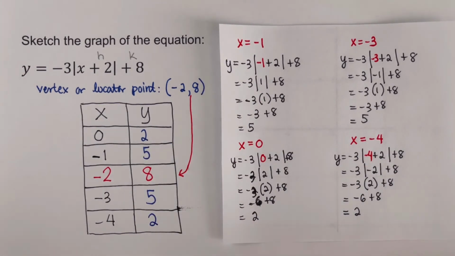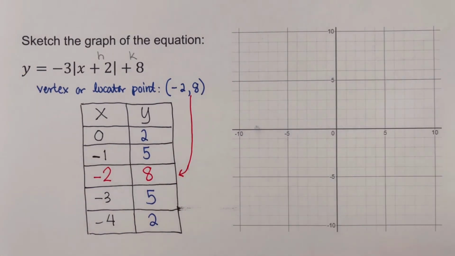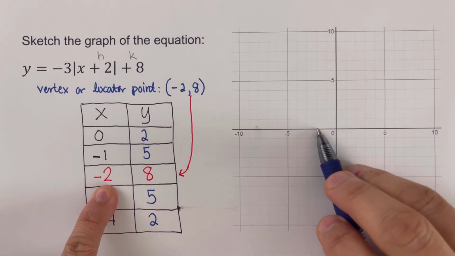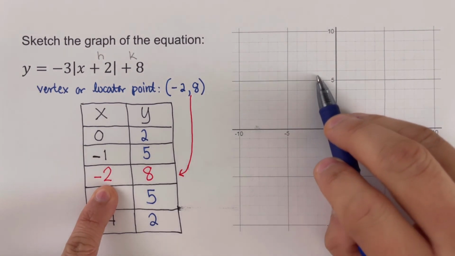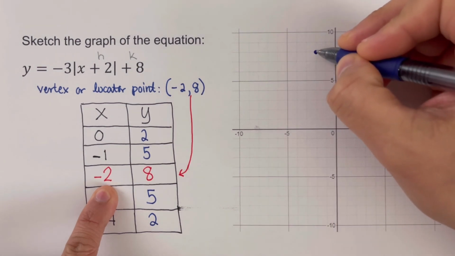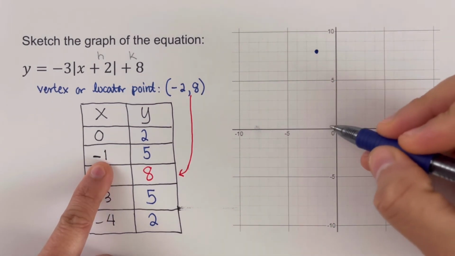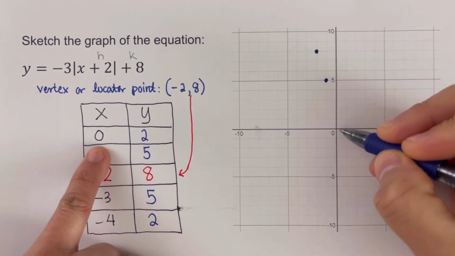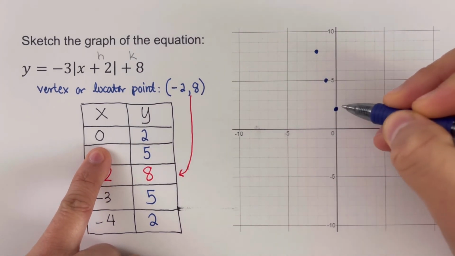So the next step is to sketch the graph of this equation. So we're going to start with a vertex. You can start anywhere. So that would be -2 and 8. So -2, we go up to 8. So this is our vertex up here. Then we have -1 goes to 5. So this is where it's going to sit. And then we have 0 goes to 2. So this is the next dot right there.